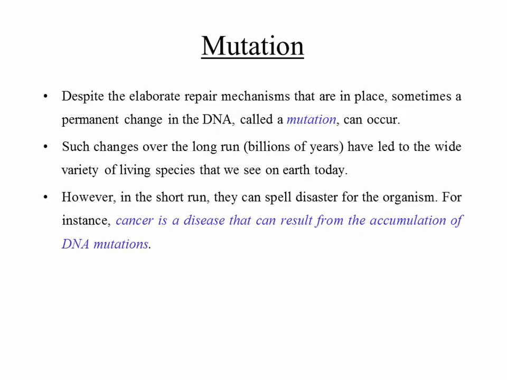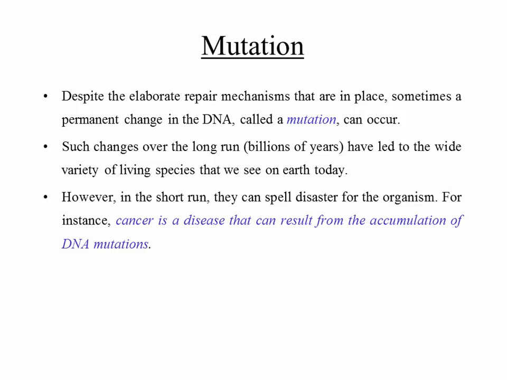Now, despite these elaborate repair mechanisms, sometimes a permanent change in the DNA, which is called a mutation, can occur, right? Because there are three errors being made, some of them might build up and propagate. Such changes over the long run, that is billions of years, have led to the wide variety of living species that we see on Earth today. And that confers survivability in a changing environment, right?